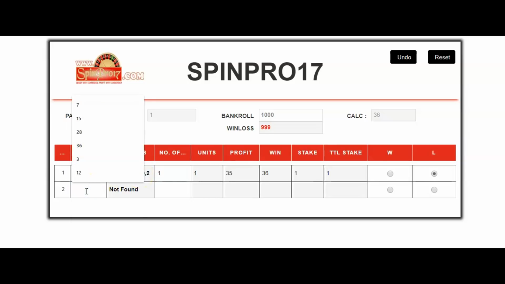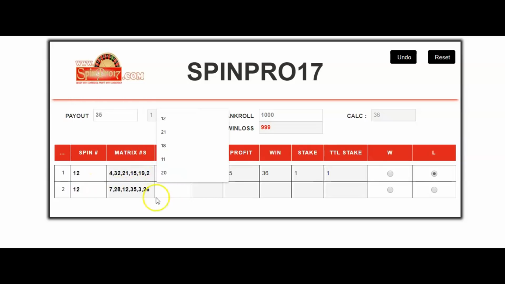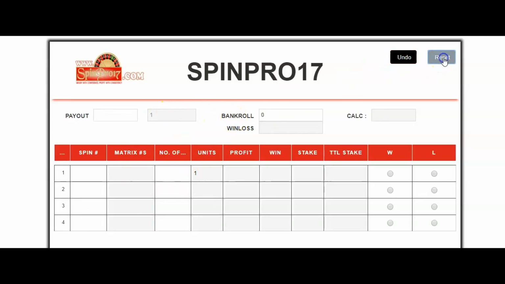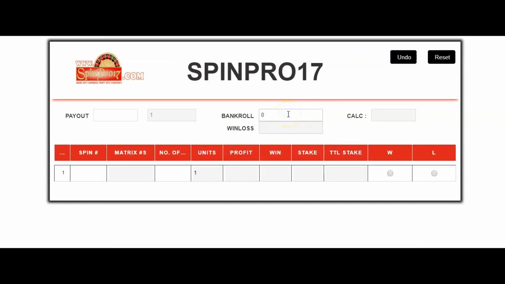Let's say the number 12 came down again. Watch. Notice the numbers are different. I could tell you again, you can use the number 12 and the numbers are different. So you don't know. Just stick to what this is telling you. Once you have a win, you put win and you reset your calculator, because it's going to show you what your adjusted bankroll is going to be.